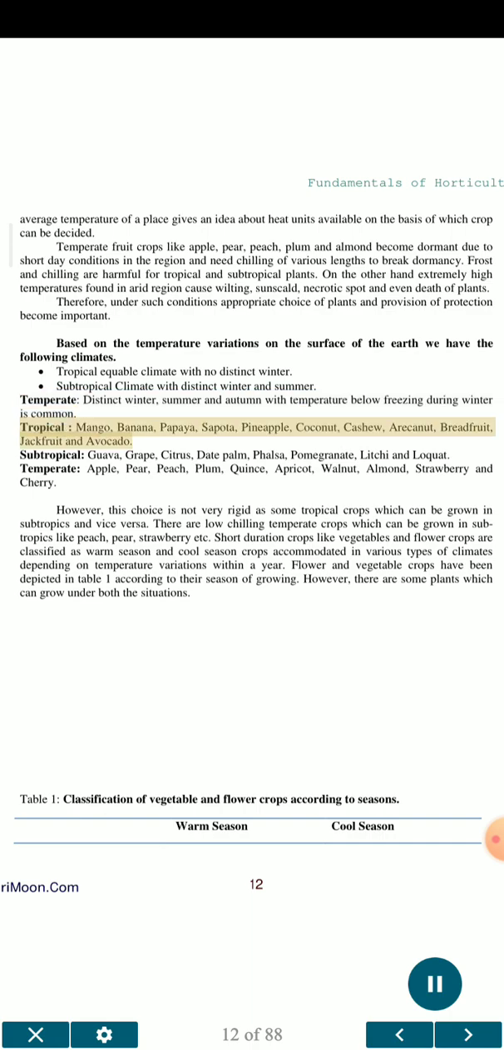Tropical: mango, banana, papaya, sapota, pineapple, coconut, cashew, arecanut, breadfruit, jackfruit and avocado. Subtropical: guava, grape, citrus, date palm, falsa, pomegranate, lychee and loquat. Temperate: apple, pear, peach, plum, quince, apricot, walnut, almond, strawberry and cherry.